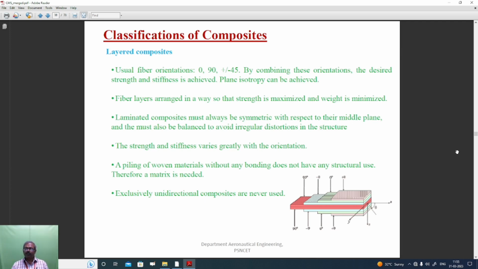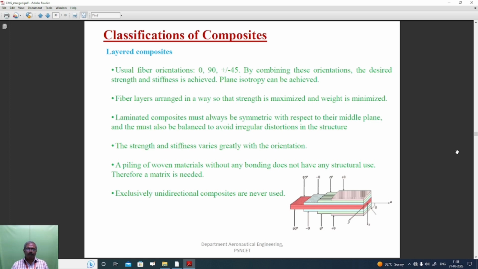This figure shows, from the middle plane, above the middle plane, the first layer is 90 degrees and 0 degrees, 0 degrees, 0 degrees. Like that, from top to bottom they are aligned symmetrically.